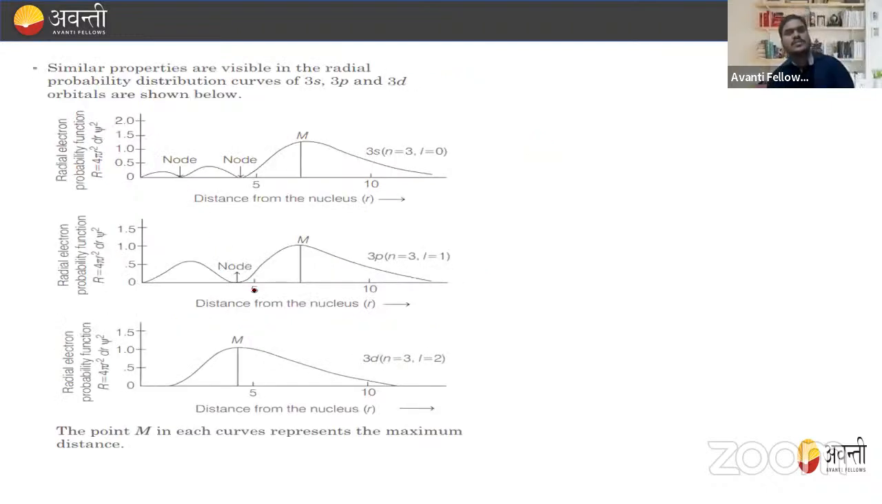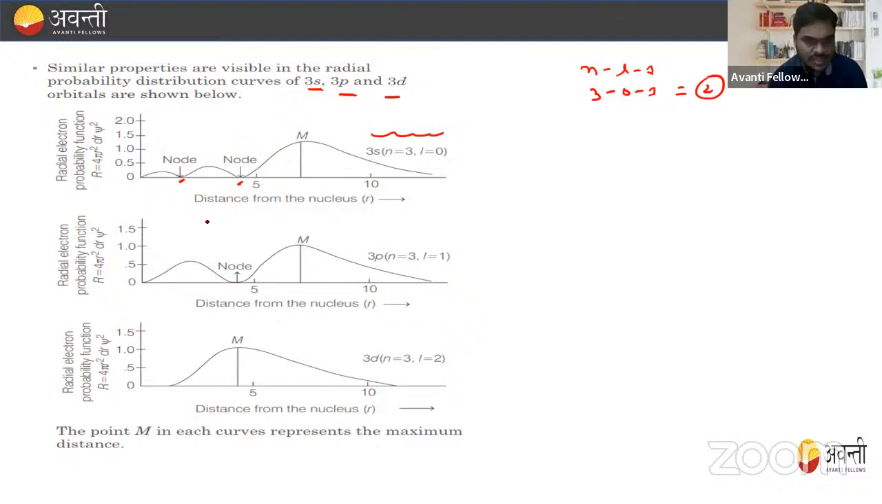Now, similar properties are visible in the radial probability distribution curve for 3s, 3p, and 3d. Now, this is for 3s. How many nodes in 3s? We already know that the radial node is equal to n minus l minus 1. So this is 3 minus 0 minus 1. So two nodes must be there. Here is the first node and this is the second node. So this is the radial distribution function of psi square for r versus 3s. So for 3s, we get the structure like this, right? And this is going to increase, so on. So this is the distance from the nucleus.